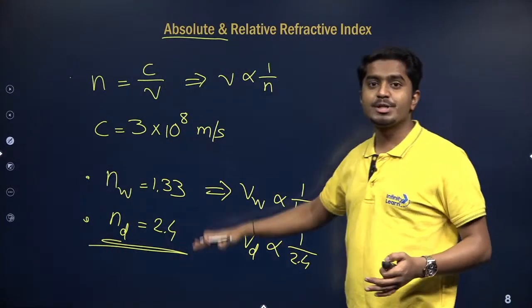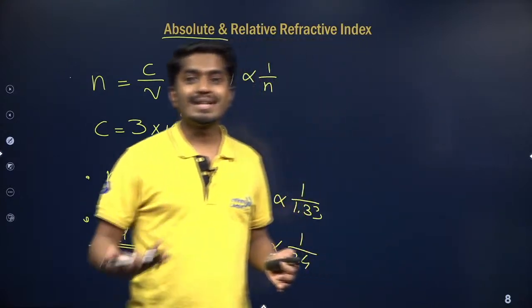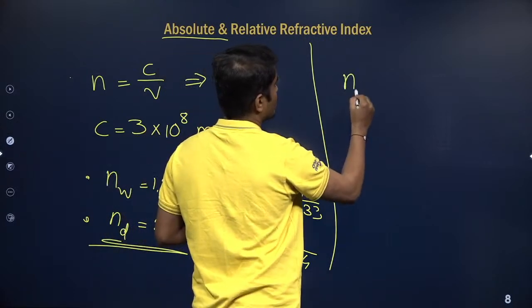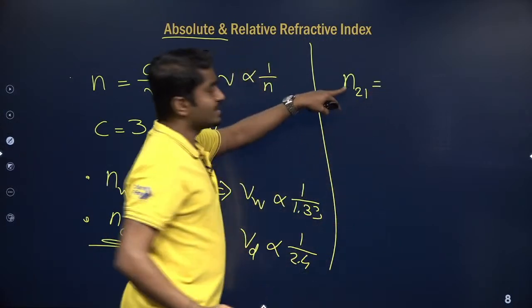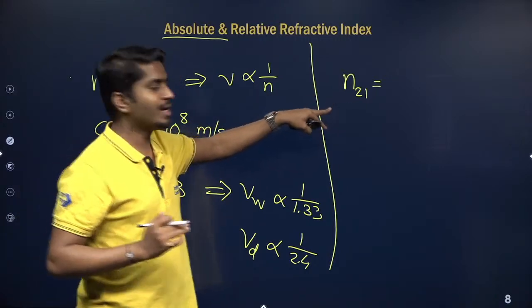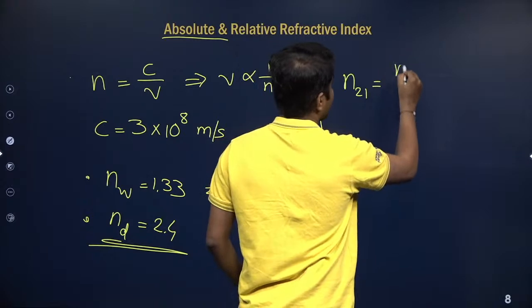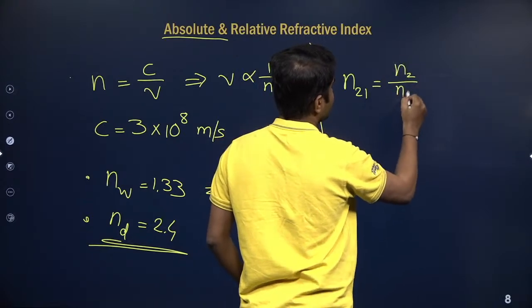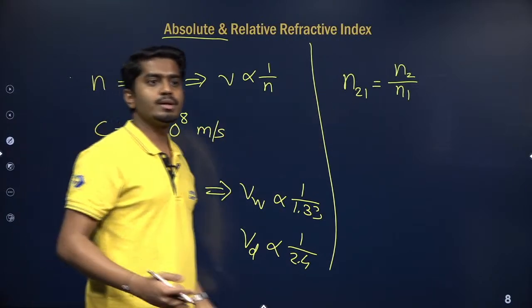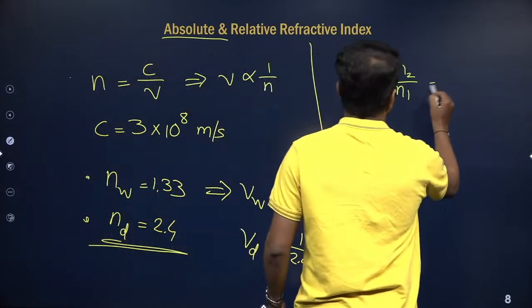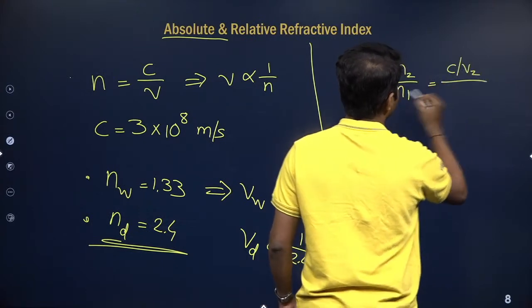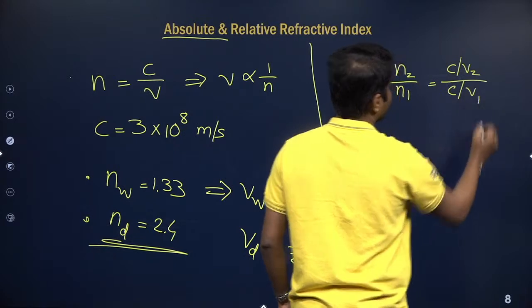So now there is the absolute refractive index. What is the relative refractive index? Let's suppose n21. This is the relative refractive index of medium 2 with respect to medium 1. It is defined as n2 divided by n1; n2 and n1 are the absolute refractive indices. So now what is n2? I can write it as c divided by v2. And n1 is c divided by v1.